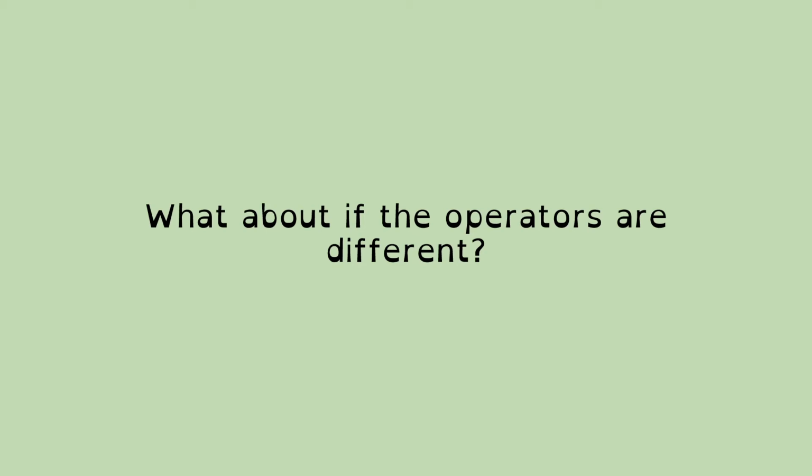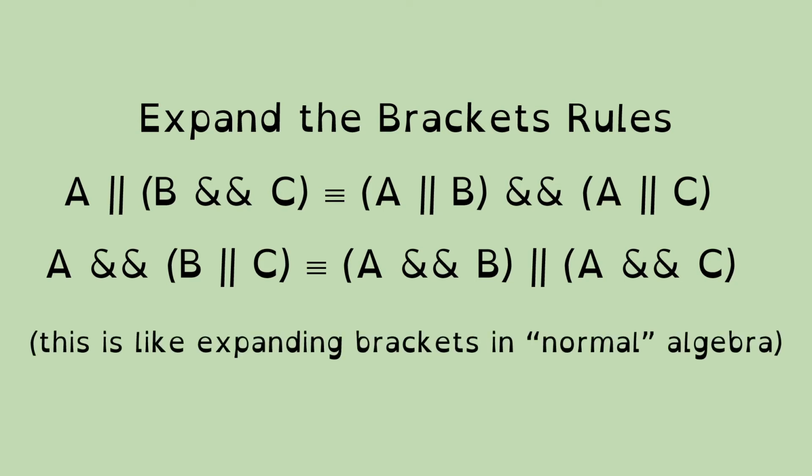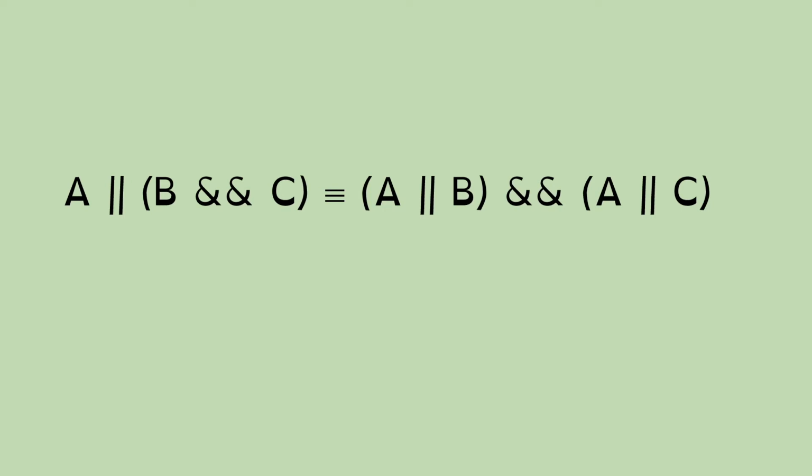What happens if we have a formula that looks like this, but the operators are different? So this is called the expand the brackets rules. This is very much like expanding brackets in normal algebra. It's a very similar kind of procedure. So we're going to take the first one, A or brackets B and C, close brackets, is the same as brackets A or B, close brackets, and brackets A or C, close brackets. So it's like we've taken the A that's outside the brackets with the OR operator and applied it to the two terms that are inside the brackets, the B and the C, and the link is the same operator as is inside the brackets.